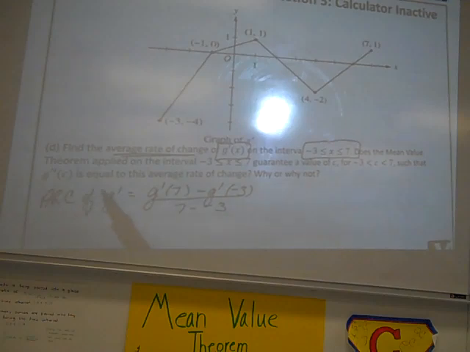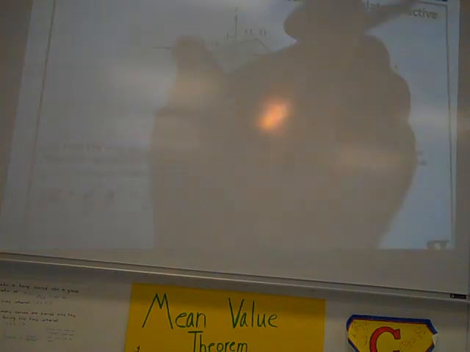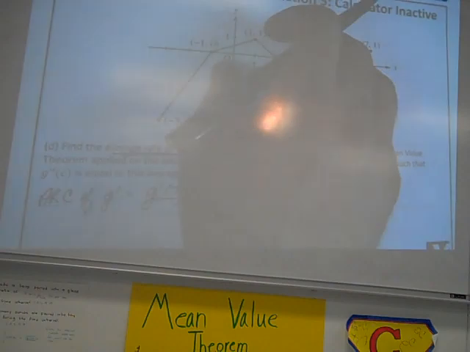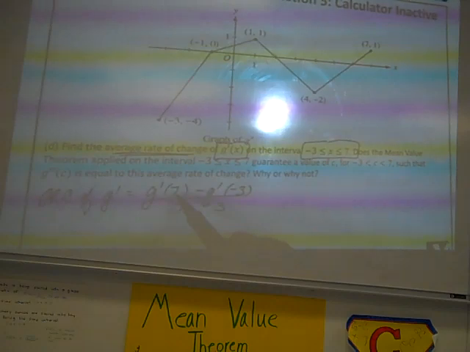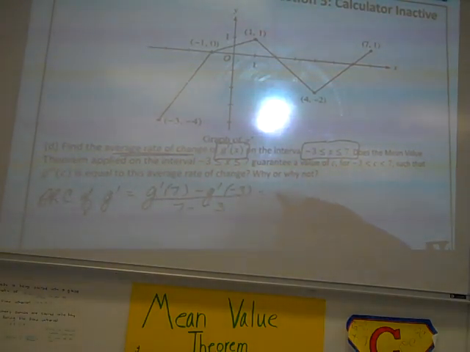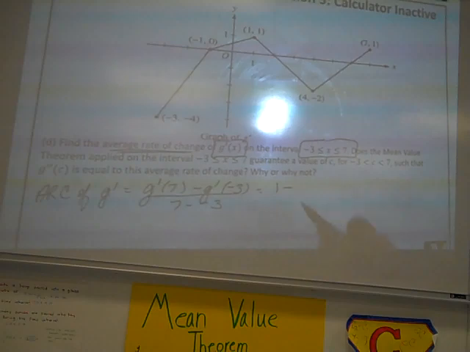Now, g prime of 7, where's that going to come from? This represents the graph of g prime. What I'm asking for is, what is the value of g prime when x is equal to 7? Well, I can see from the graph, that's 1. Minus g prime of -3. What's the value of g prime when x is equal to -3? I go to my graph. That's -4. And then in the bottom, 7 minus a -3. 1 plus 4, I get 5. 7 plus 3 is 10. That's a half. Done. I've answered the first part of the question.